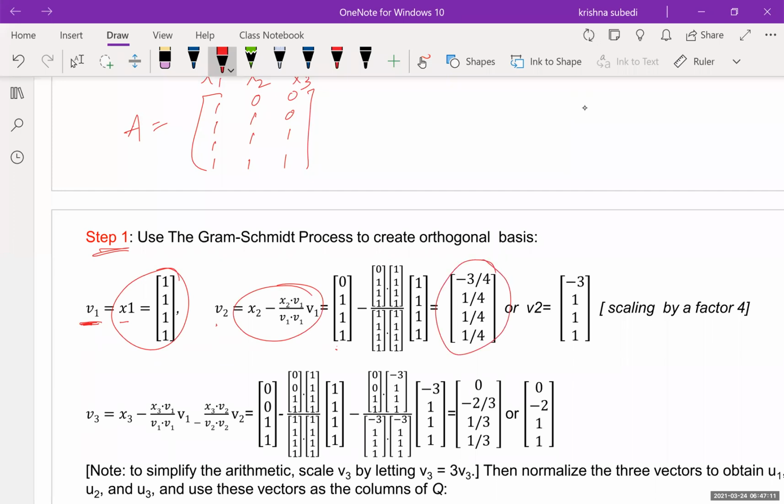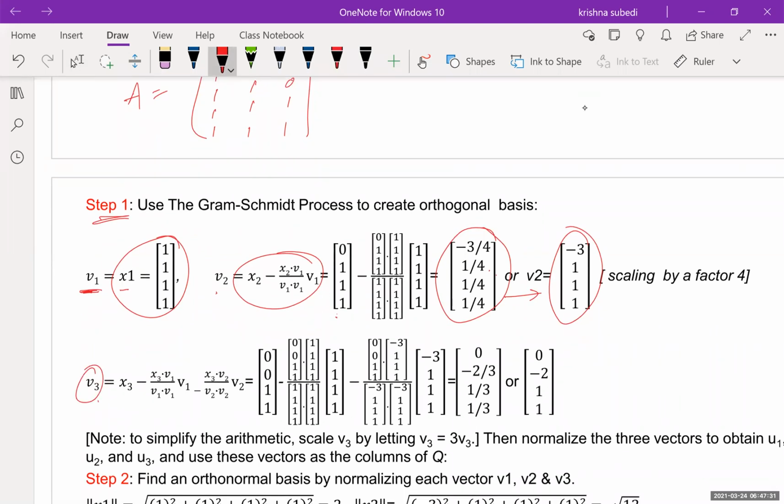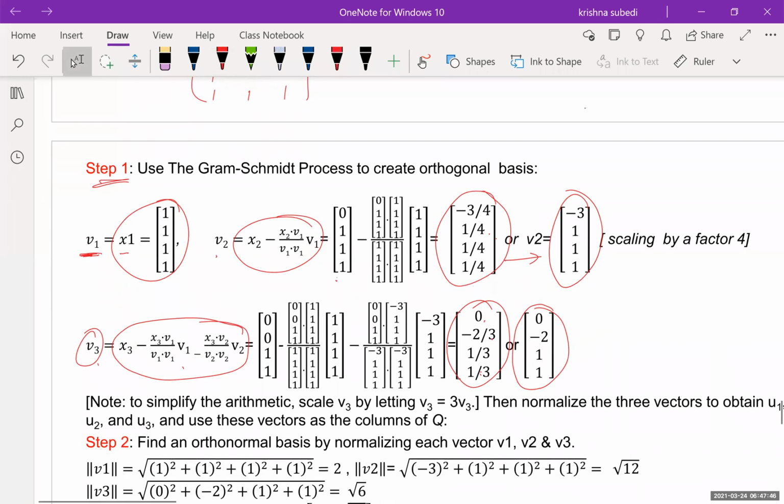But since this is lots of fractions, it's not fun to deal with the calculation of those fractions later on. So I change it into this simple vector by scaling by a factor of 4. In the same way, you can find V3 using the same formula from the Gram Schmidt process, and this is what we got. And again, it looks ugly, so I scale this vector by a factor of 3 to get this. All right, so this is what we already did.